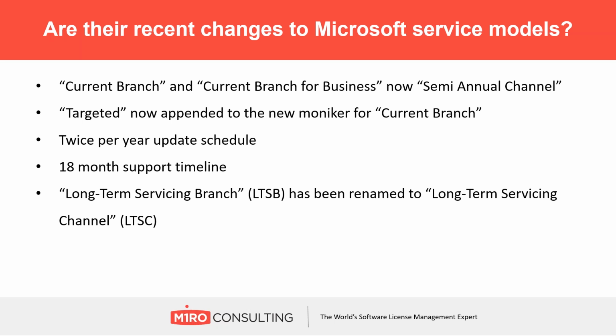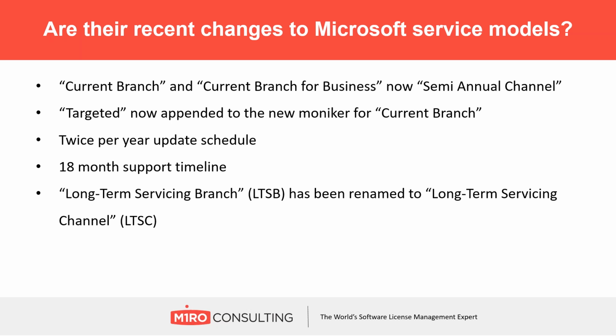Well, over the last month or so, I would say Microsoft changed the current branch, or CB, and the current branch for business, or CBB, to the semi-annual channel. And parenthetically, they added the word target to the new moniker for current branch. So now you have semi-annual targeted for current branch, which is really for very, very small organizations or home users, and the current branch for business, which is for enterprises and small, medium, and large-sized businesses.